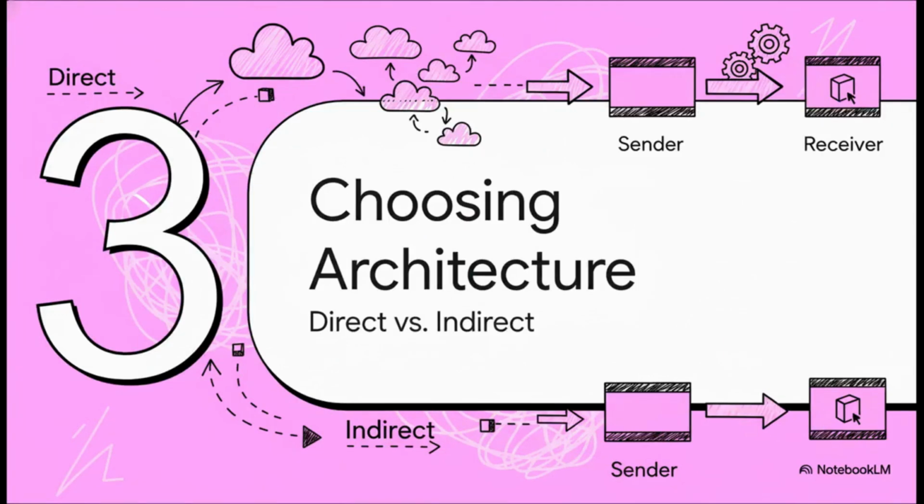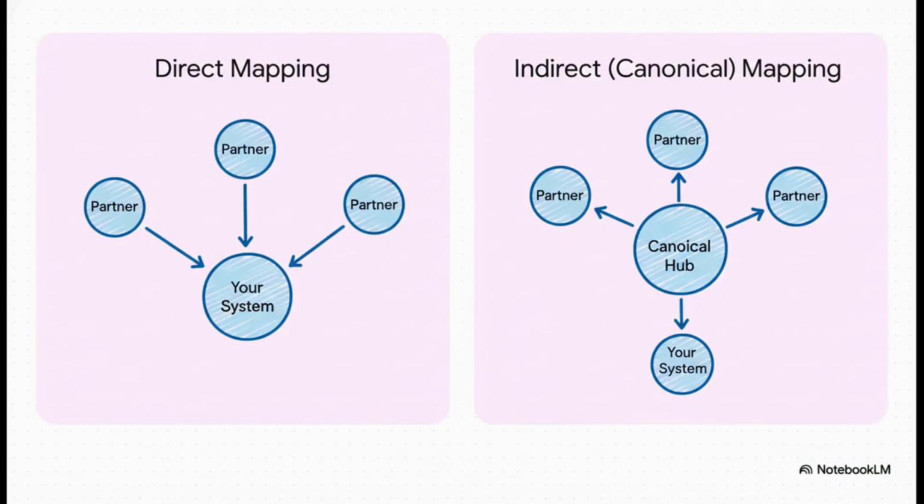All right, Section 3, choosing your architecture. This is a really big decision you'll have to make when you're setting all this up. So do you go with the direct approach or an indirect one? So what's the real difference here?